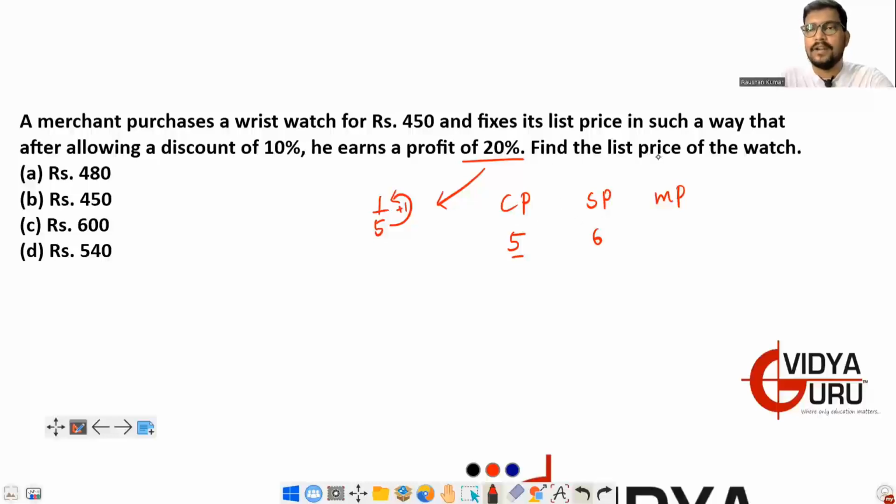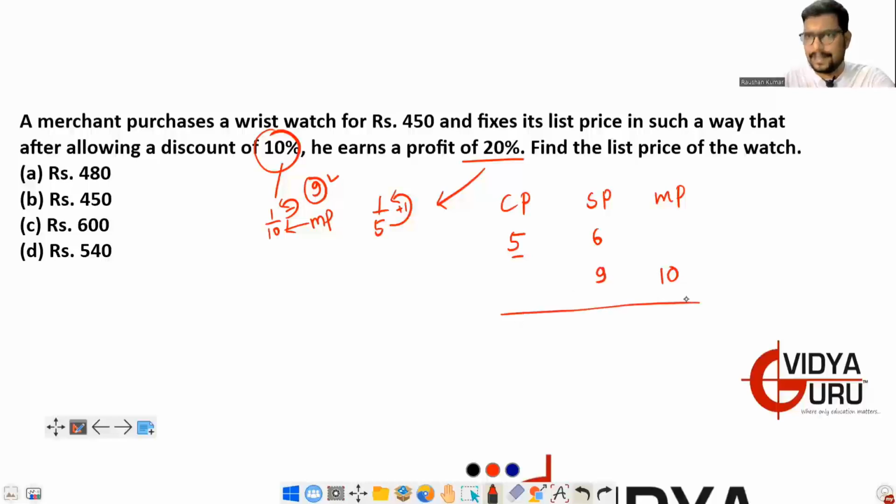Now just see, we are allowing a discount of 10% as well. 10% is nothing but 1/10. If we say that 10 is our MP, how much should be our SP? So 10 minus 1 will be how much? You can say 9 should be our SP. So we can write here, if 10 is our MP, 9 should be our SP.